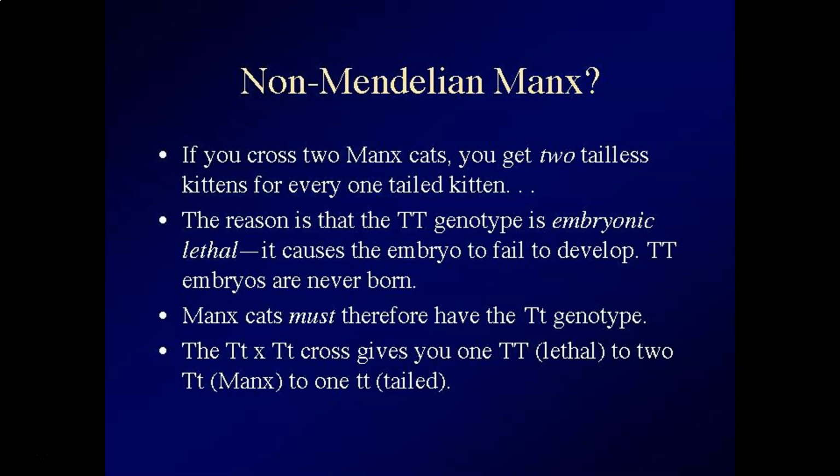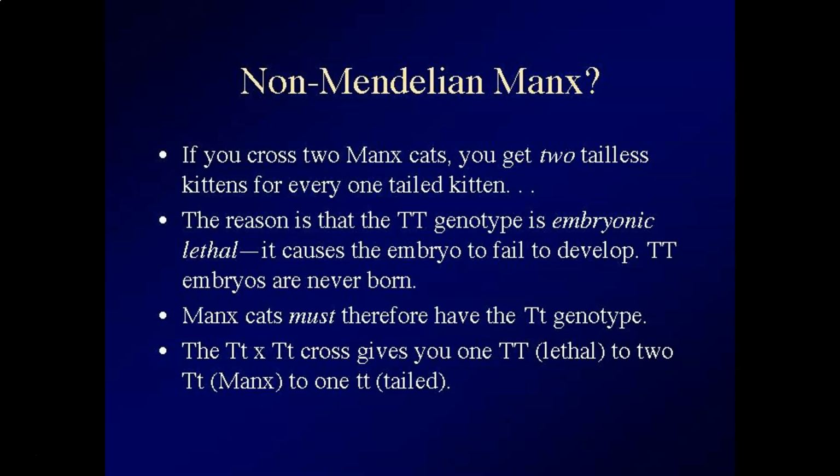Now, do the math here a second. I said this looks very much like traditional Mendelian genetics. Think about your Punnett squares. You should have 4 offspring in a cross, correct? 4 boxes in your Punnett square. And yet, do the math here real quick. I've got 2 tailless kittens for every 1 tailed kitten. 2 plus 1 equals 3, not 4. And so here's where this does end up deviating from Mendel's initial expectations.